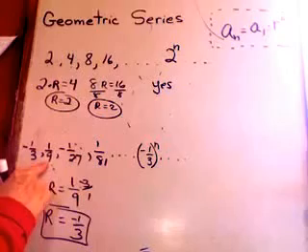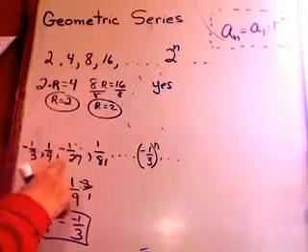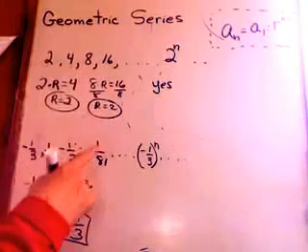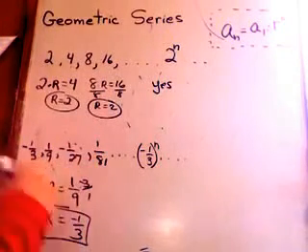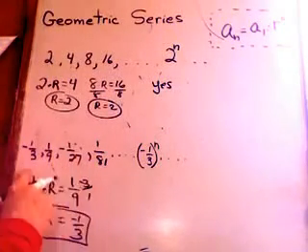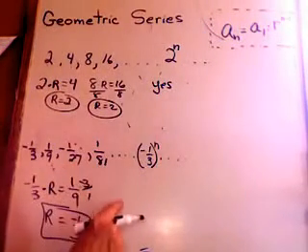Let's test it. 1/9 times negative 1/3 is negative 1 over 27. Negative 1/27 times negative 1/3 is 1 over 81. So there's how I can find it by multiplying by r. I can also do a test.